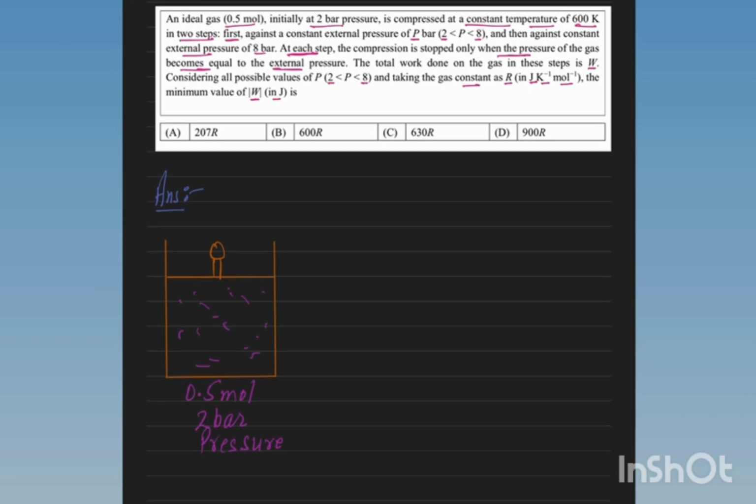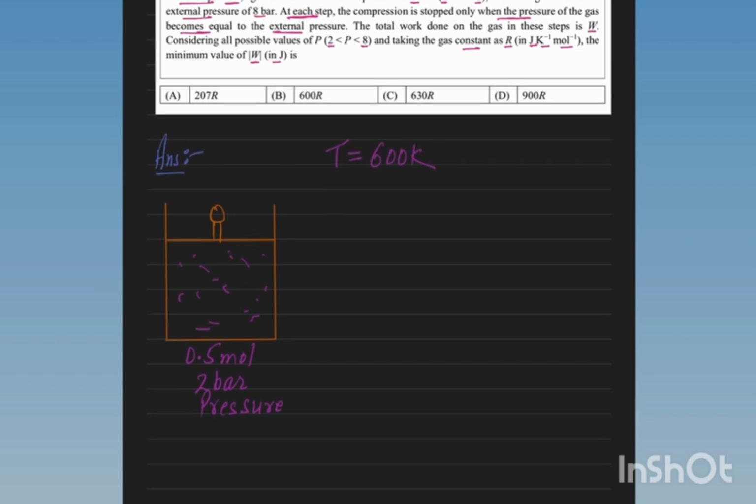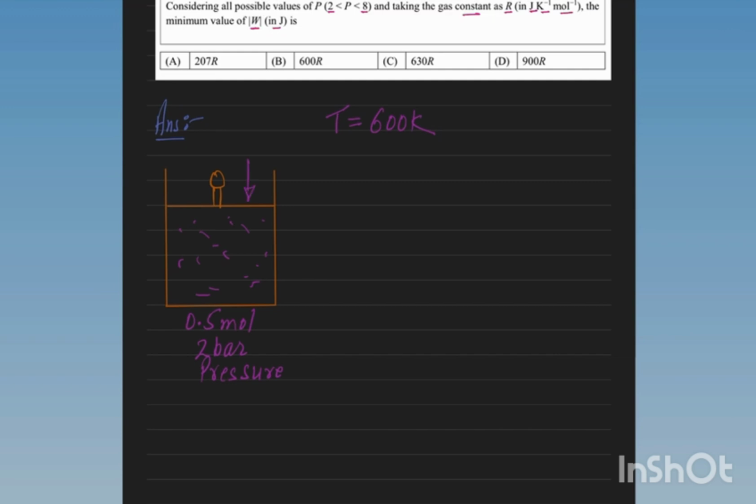And in the question, it is saying that the temperature for both the steps is 600 Kelvin. That means the temperature is constant. For the whole process, the temperature is 600 Kelvin. So now, if we apply a pressure, and that pressure at which the first step is going is P pressure. Okay, and this P pressure is from 2 to 8 bar.